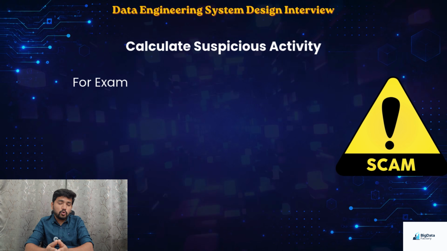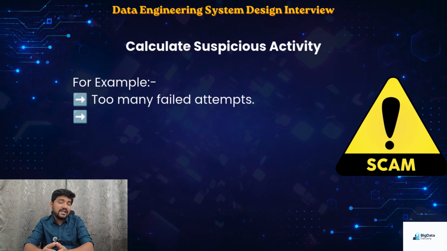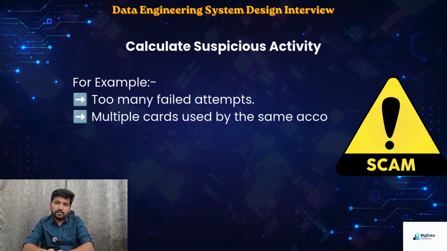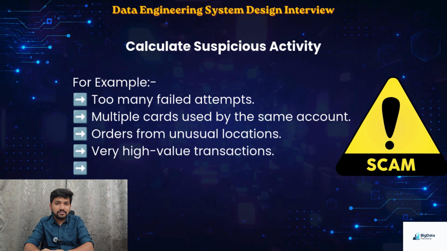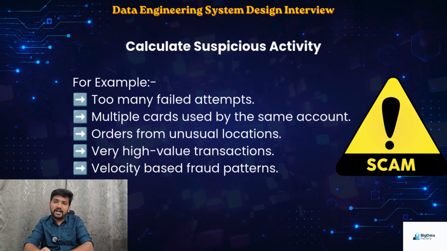For product views, cart events, checkout events, and fraud signals, events come from the application into a streaming platform. From there, a stream processor can calculate suspicious activity. For example, too many failed payment attempts, multiple cards used by the same account, orders from unusual locations, very high value transactions, and velocity based fraud patterns. The output of the stream goes into a fraud alerts table or an alerting system.